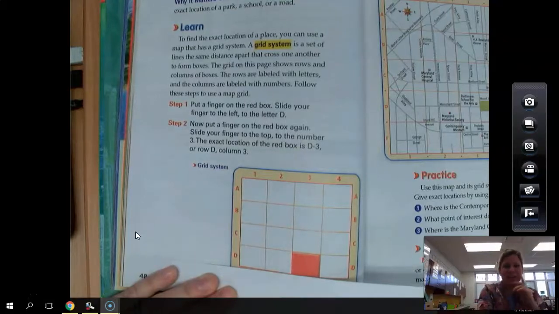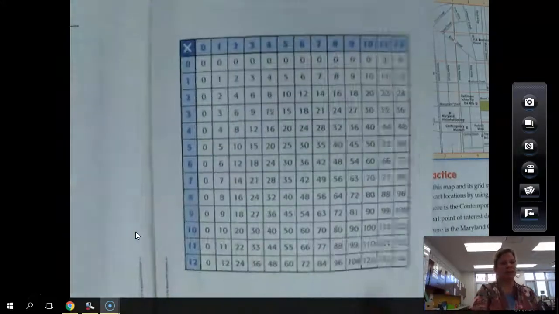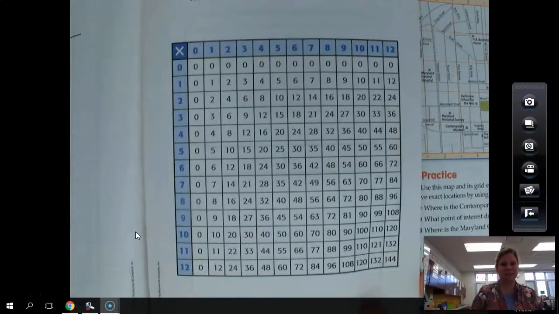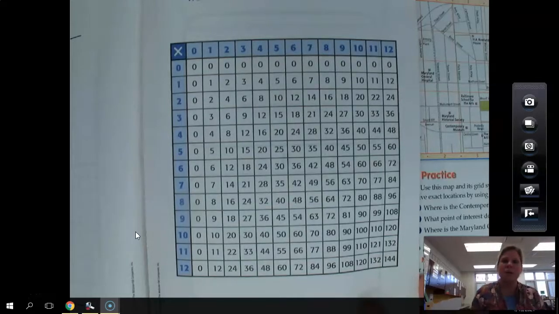Think about that. Maybe not a map grid, but all of you have seen a grid before, and I'm going to show you. Does this look familiar? Yeah, it should. It's a multiplication chart. A multiplication chart uses a grid system. Now, obviously, we're not finding directions on this multiplication chart, but we are using it like we would if we were to use a map grid.